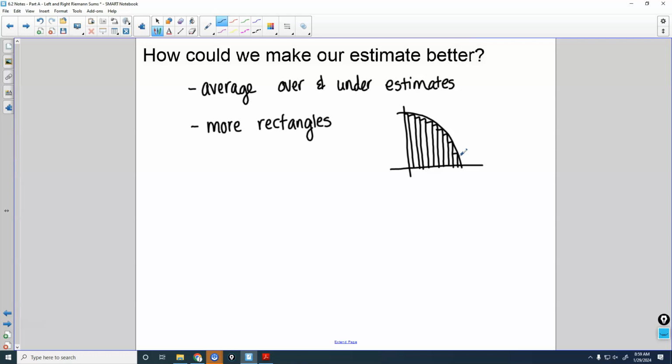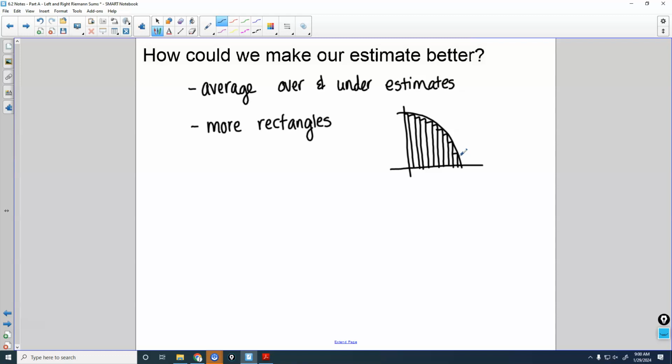A million? A million would be good. What would be better than a million? Infinite, right? So that's the idea where we're going with this. Limit as x approaches infinity is going to come into play here. Because if we had infinite rectangles, then we could know the exact area, right?